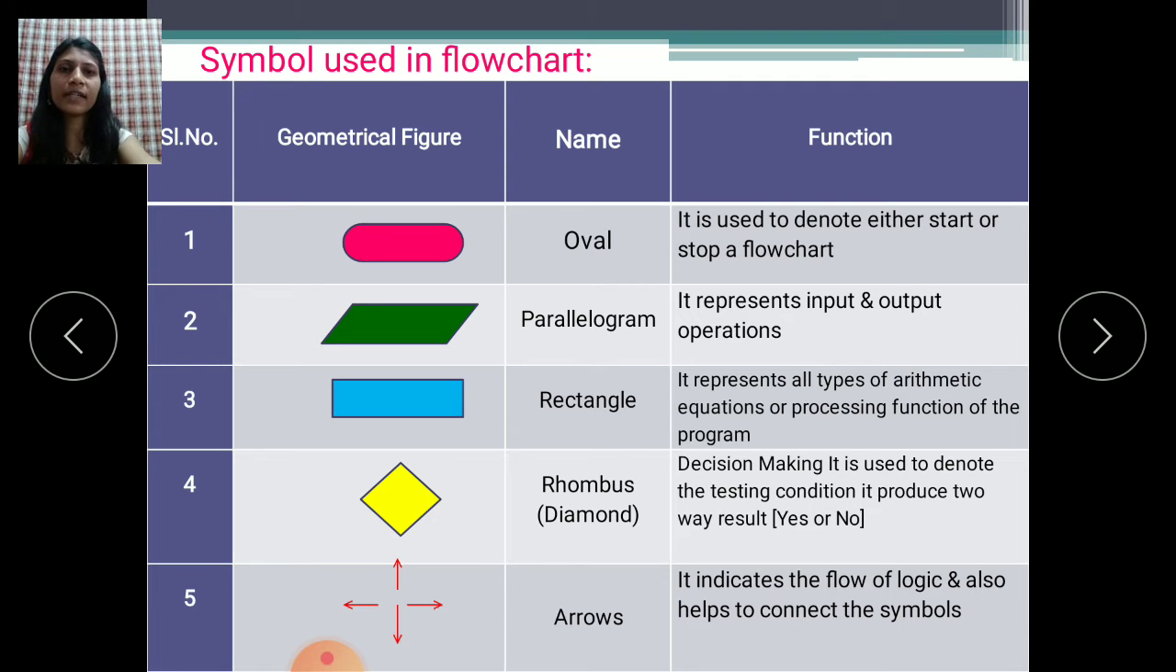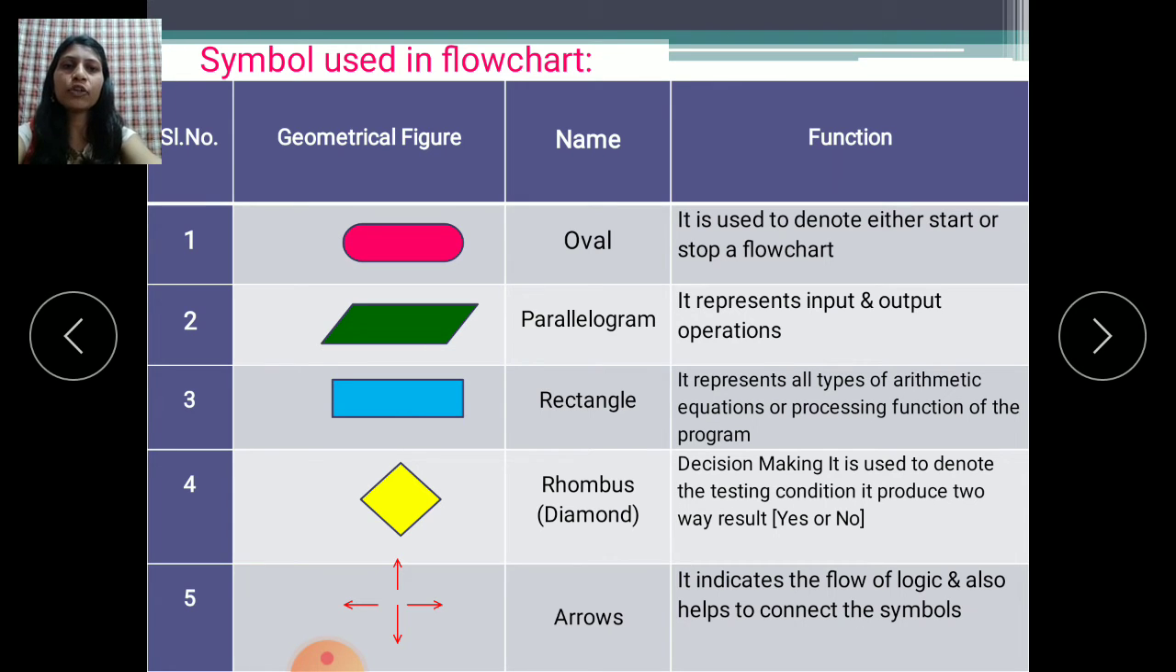Okay, then the fourth one is this shape, called a rhombus, or we can call it a diamond, because it looks like a diamond. Where do we use this rhombus? In decision making, it is used to denote testing conditions. It produces a two-way result, yes or no. If you are using conditions in your program and want to declare that condition, you will use the rhombus symbol in your flowchart.